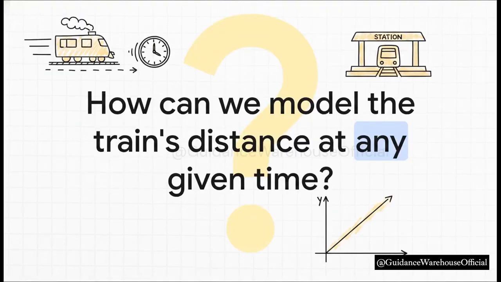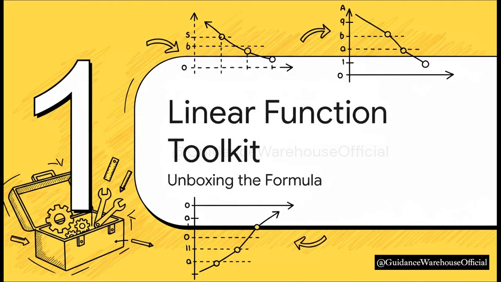So, here's the big question, right? How can we possibly build a model that can predict exactly where that train is going to be after, say, 5 seconds, or 10 seconds, or what about some weird number like 47.2 seconds? We need a tool that can handle both that constant speed and that initial head start. And that perfect tool for the job? It's the linear function. Seriously, think of it like a specialized toolkit designed for exactly these kinds of problems. So let's go ahead and unbox it and see what's inside.